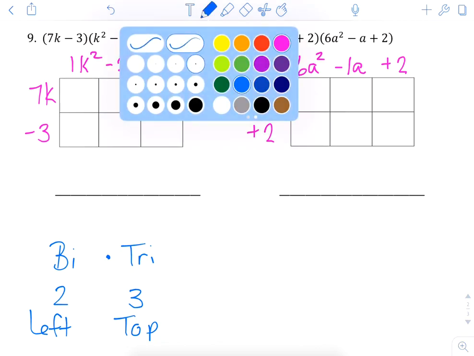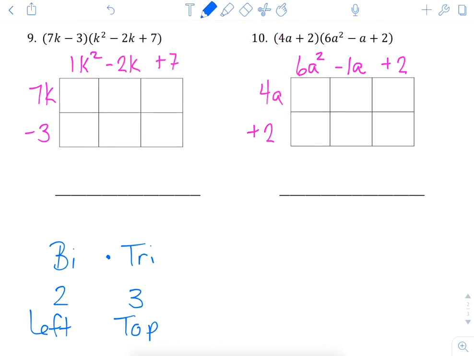Let's go ahead and multiply these out. Okay? 7k times 1k squared. Remember, we have to add the exponents. 7 times 1 is 7. I have 1k, and 2 more k's makes k to the third. I'm going to move across the top. 7 times -2 is -14. K to the first and k to the first makes k squared. 7 and 7 makes 49, and I keep just 1k.